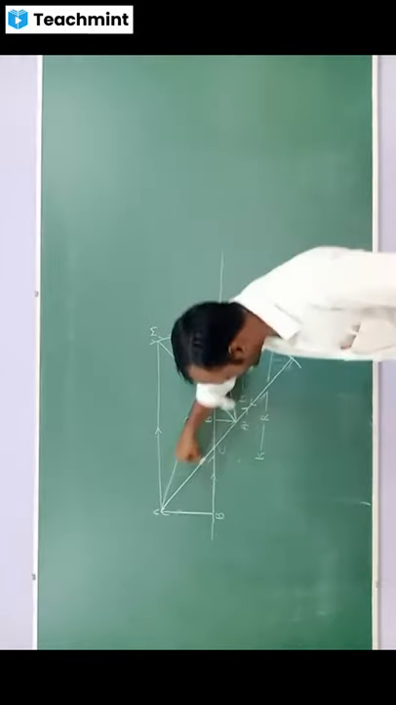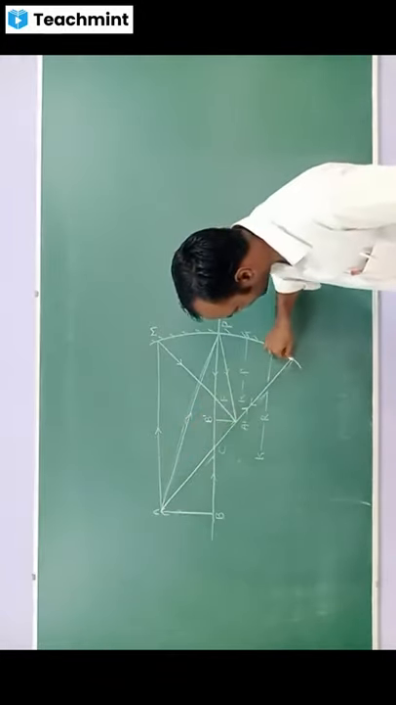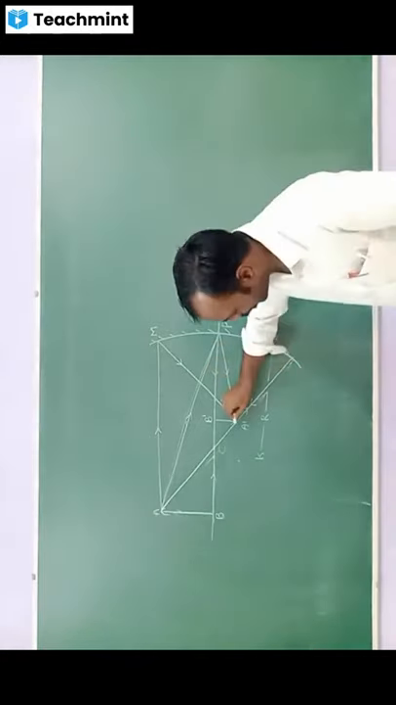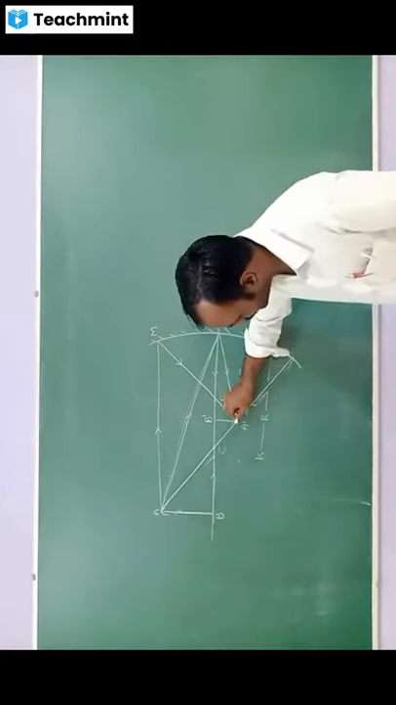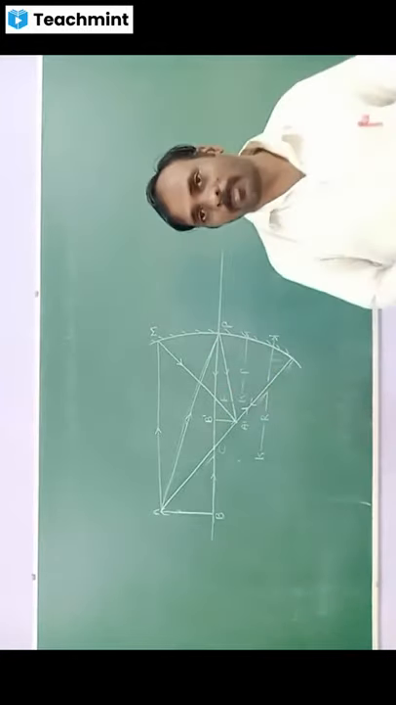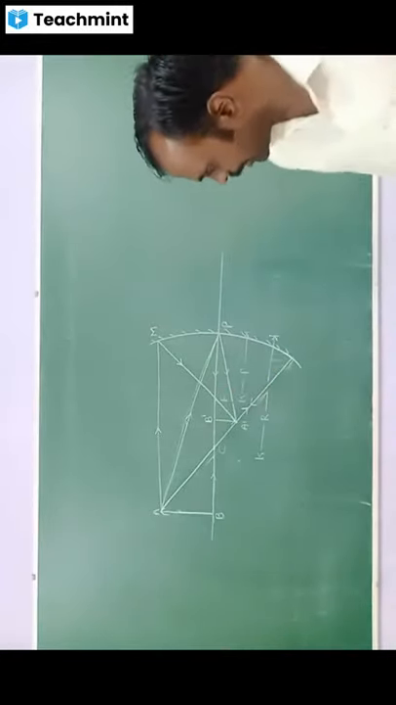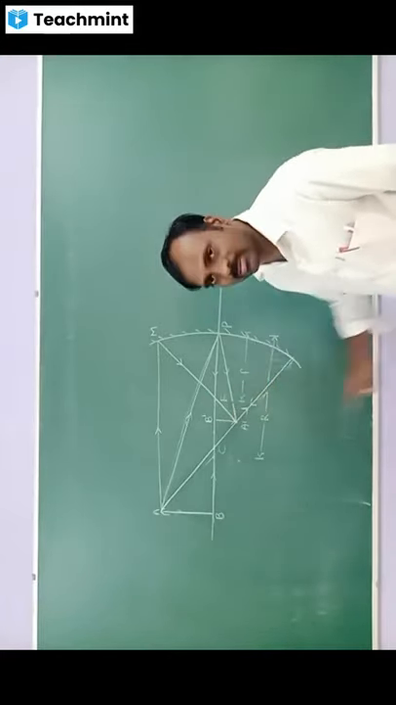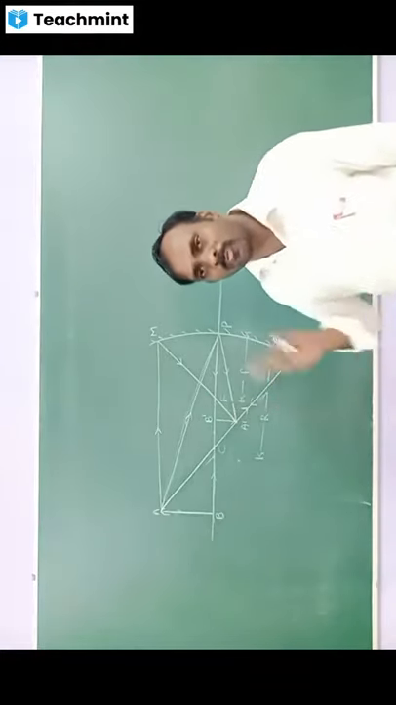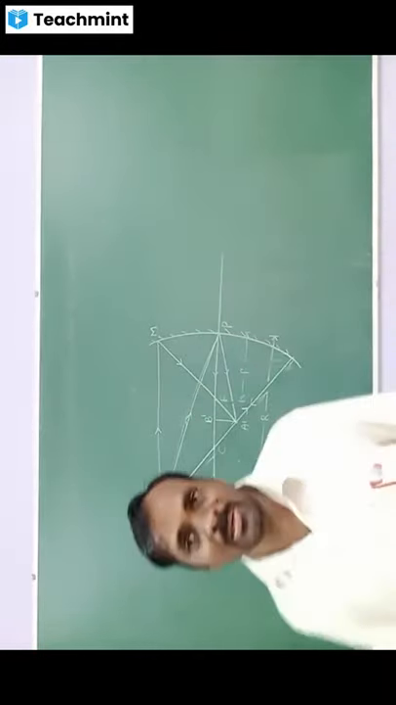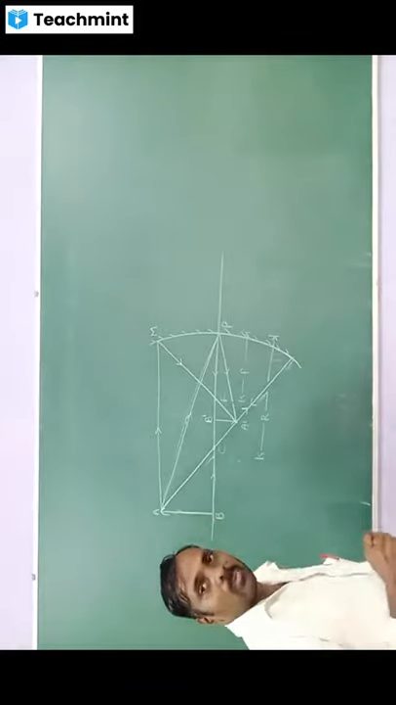Another ray passes through the center of curvature, is incident normally on the surface and retraces its path. The two rays meet at a point A dash. So the position A dash B dash is the position of the real inverted image.